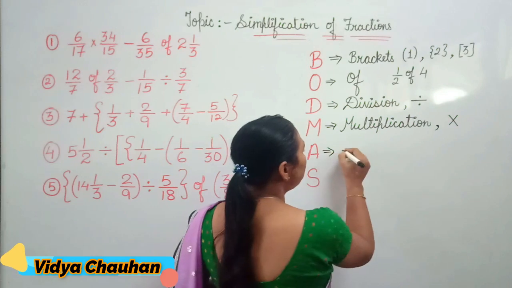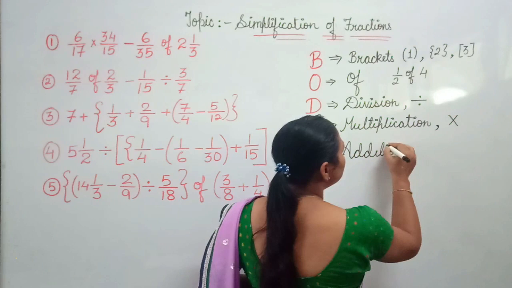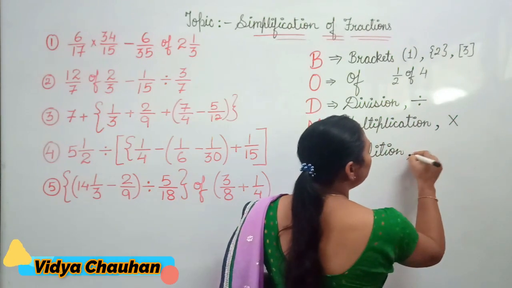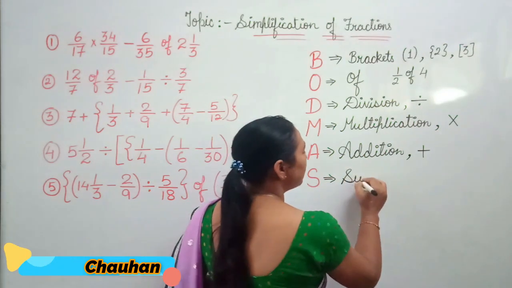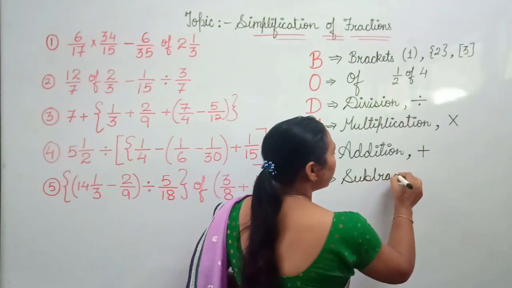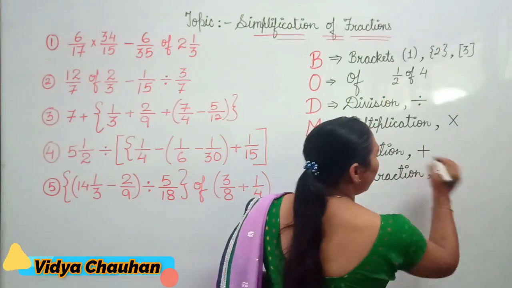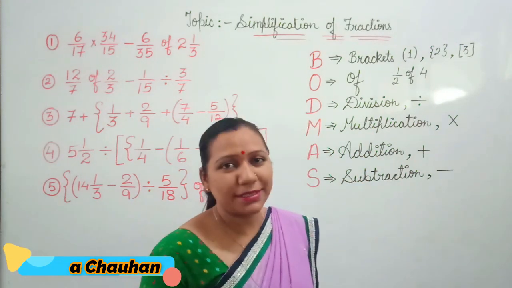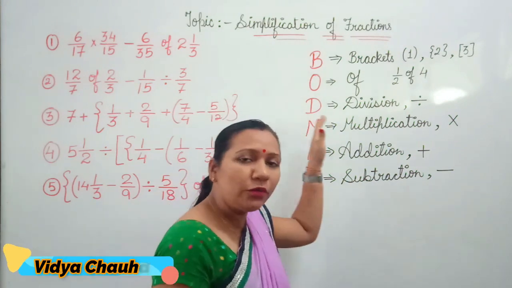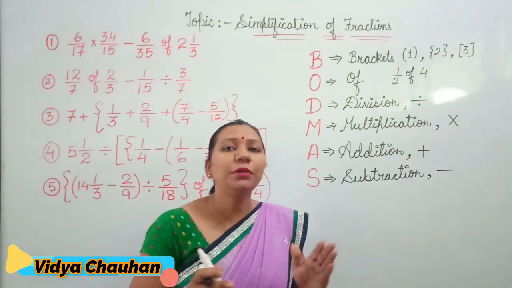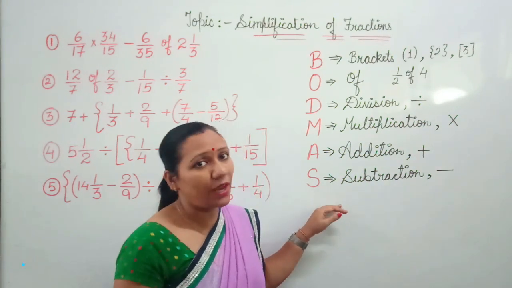After this, A stands for addition. And what is the symbol for addition? Plus. And the last operation which we do in simplification is subtraction, having the symbol of minus. Okay children? So this is the rule of BODMAS, and the same rule which you have already studied in your previous chapter, we will continue with the same here in fractions.